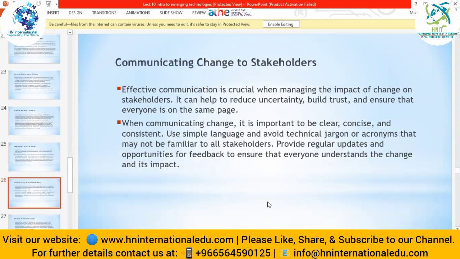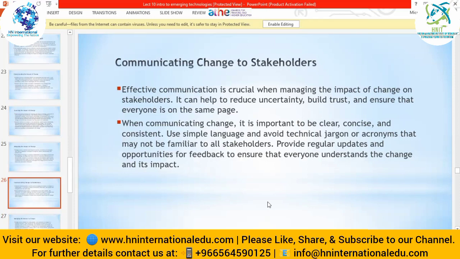Communicating change to stakeholders. Now, effective communication is crucial when managing the impact of change on stakeholders. It can help to reduce uncertainty, build trust, and ensure that everyone is on the same page. When you are working with most of the people, it is really important to communicate with the people who are engaged with you, who are working with you on that thing.